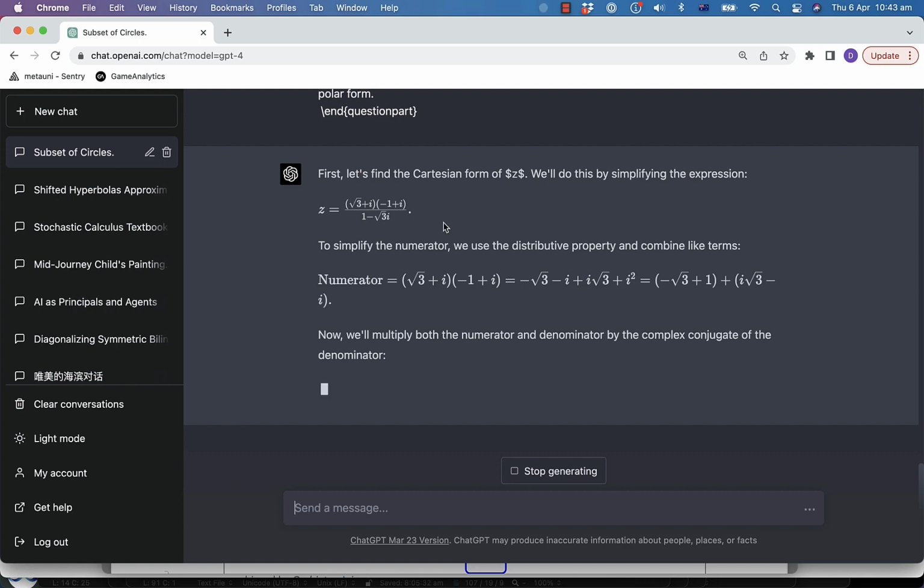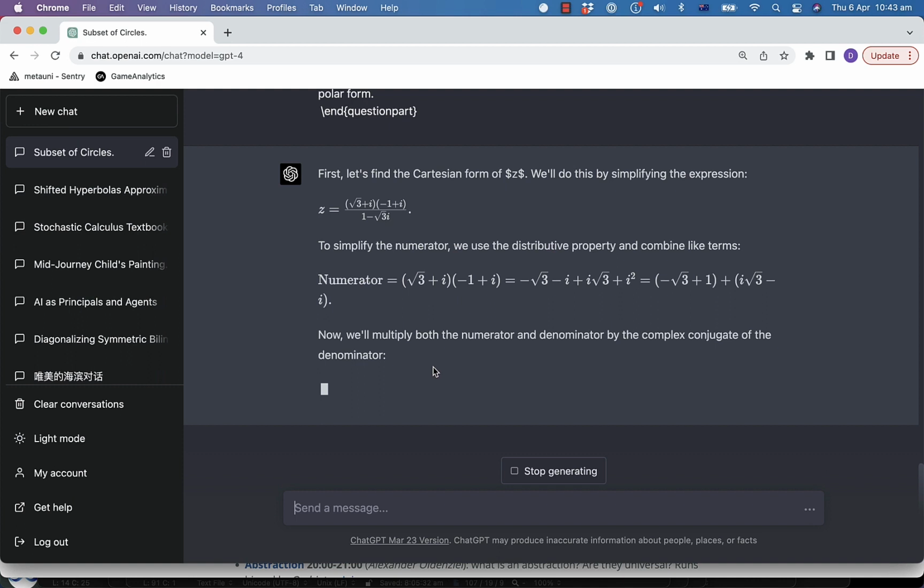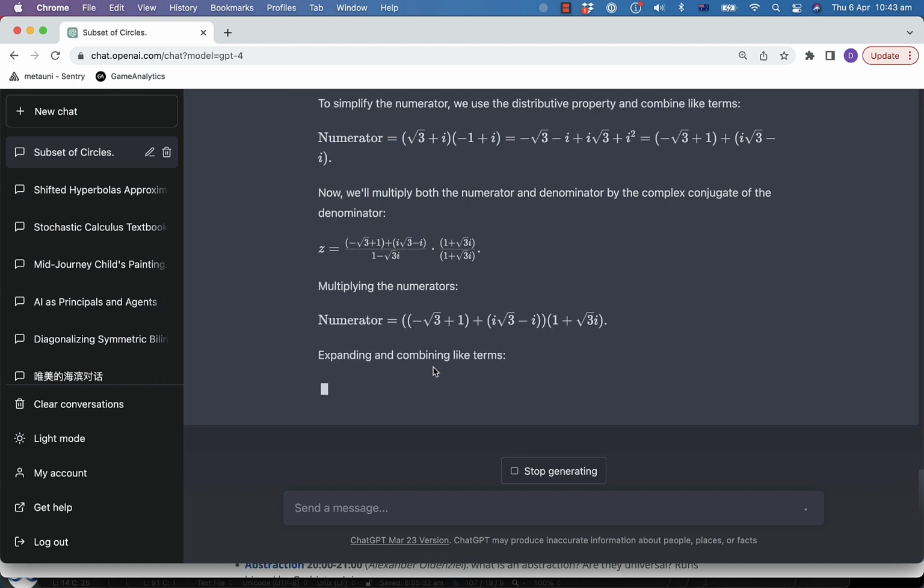Yeah. It copied it correctly, yeah, all right. Numerator, root 3. Yeah, it's doing something. All right, yeah. Yeah, okay. He's doing it. Yeah.